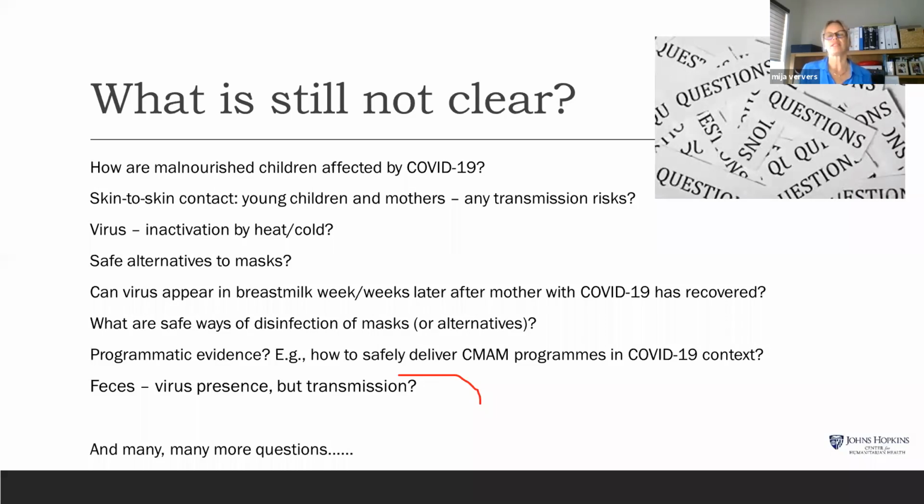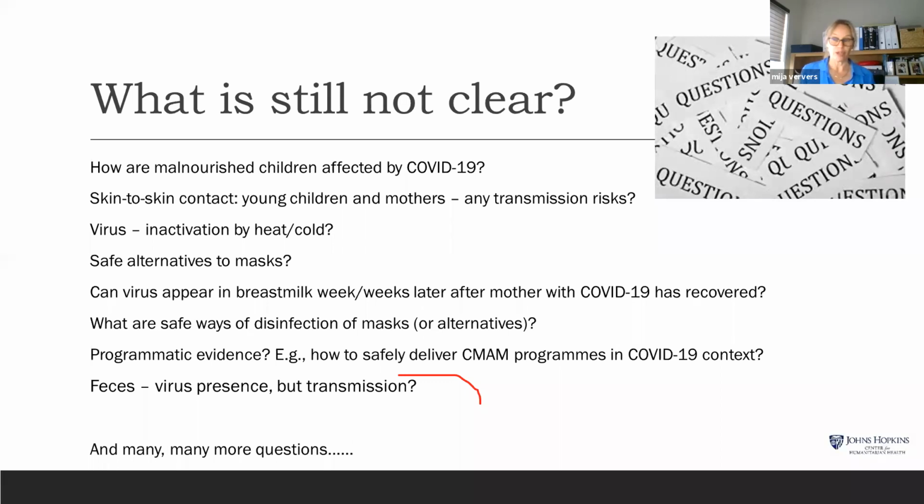We don't know whether skin-to-skin contact, like young children and mothers, carries any transmission risk. We don't know whether the virus is inactivated by heat or cold. What does freezing do, or high temperatures? What are safe alternatives to masks? Can the virus appear in breast milk many weeks later after the mother has recovered? So for the older children that still breastfeed, are they at risk? What are safe ways of disinfecting masks?